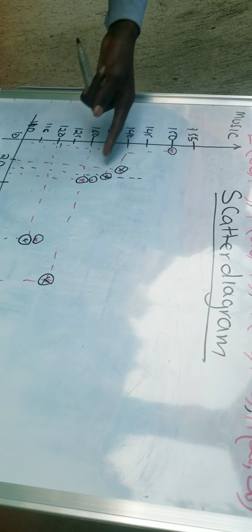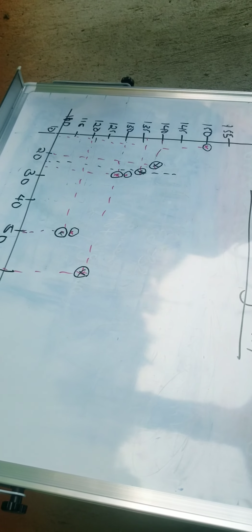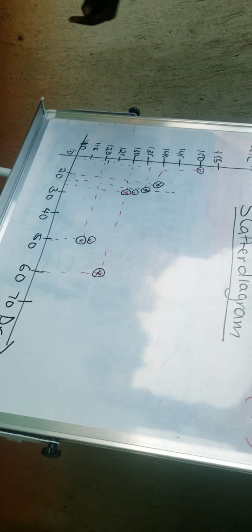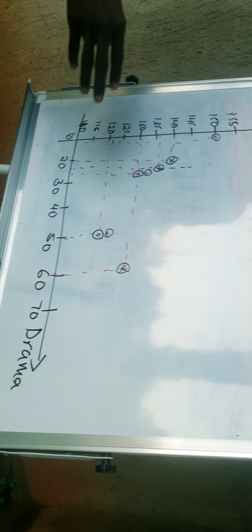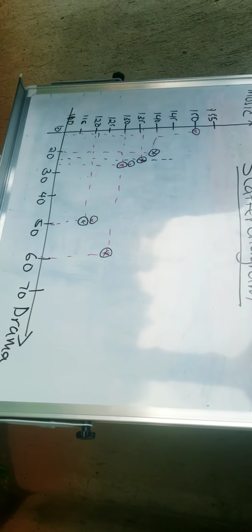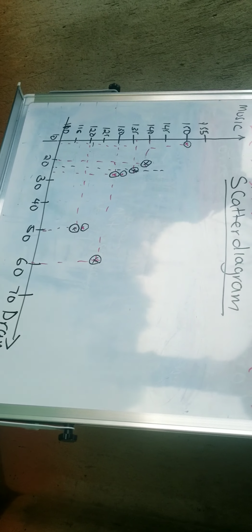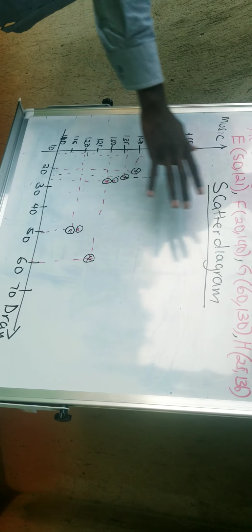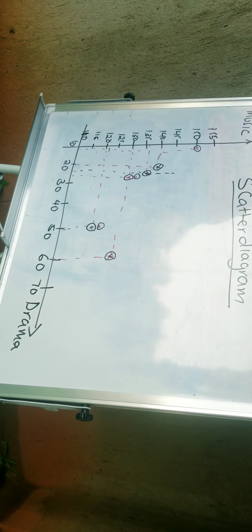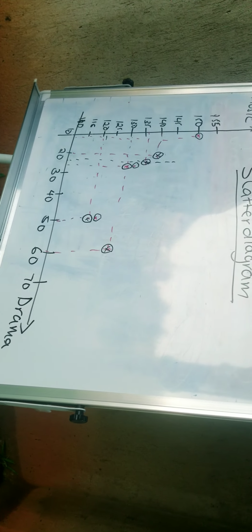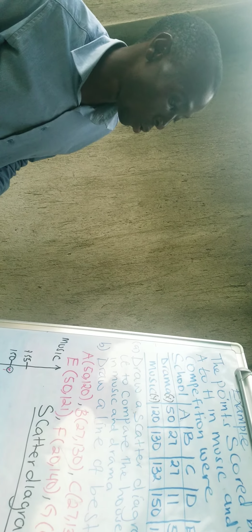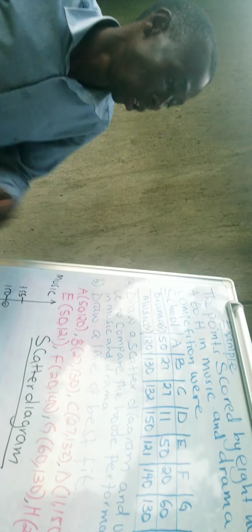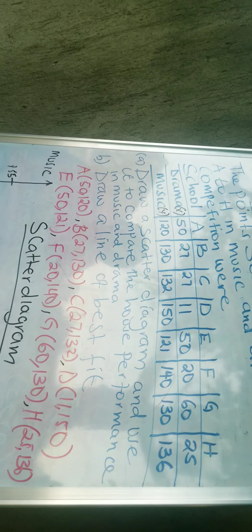Now after plotting this graph, you have your values, and then you are requested to compare. So this is simply what they call the scatter diagram. If you are only requested to plot a scatter diagram, that becomes your answer. And in most cases, you get 6 marks for simply doing this. However, we are told to go ahead and compare the house performance in music and drama.